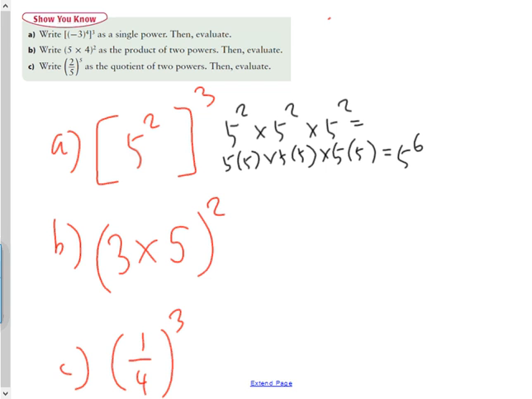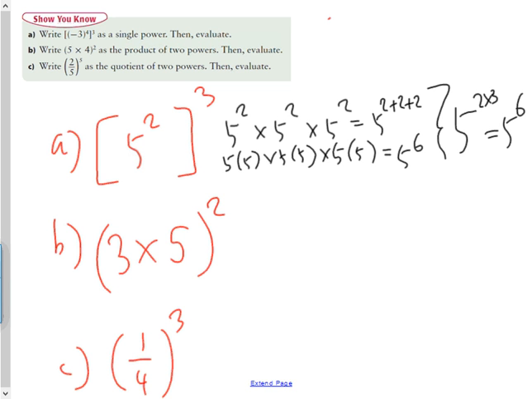Or I could say it's the same base when you're multiplying, keep the base and add your exponents. I would have gotten that as well. But the easier way is when you have an exponent to an exponent, keep your base and multiply your exponents. It's a much easier way to get the answer. So when you have a power to an exponent, the law is keep your base and multiply your exponents out.